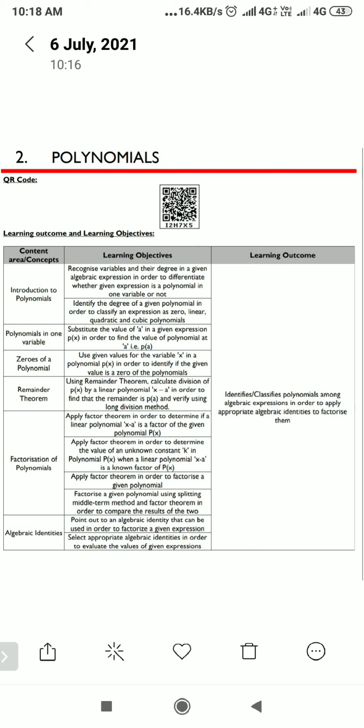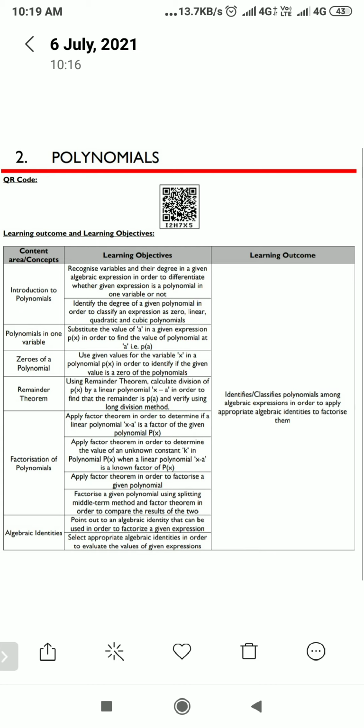Sixth, using the remainder theorem, calculate the division of p(x) by a linear polynomial x minus a in order to find the remainder, that is p(a), and verify using the long division method. Next, apply the factor theorem in order to determine if a linear polynomial x minus a is a factor of a given polynomial p(x).